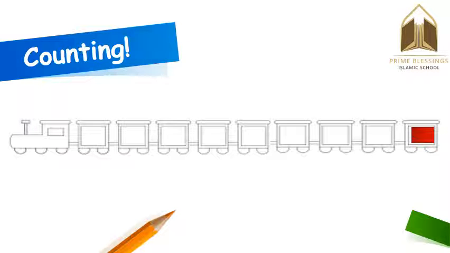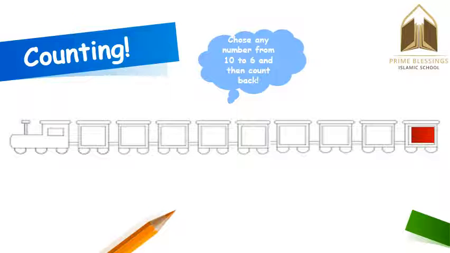Now, here you see a number train, okay? And the question here is, choose any number from 10 to 6 and then count back. It means that I can choose any number between 10 to 6 and then I have to count back. So which number should I choose? I'm choosing number 8, okay?